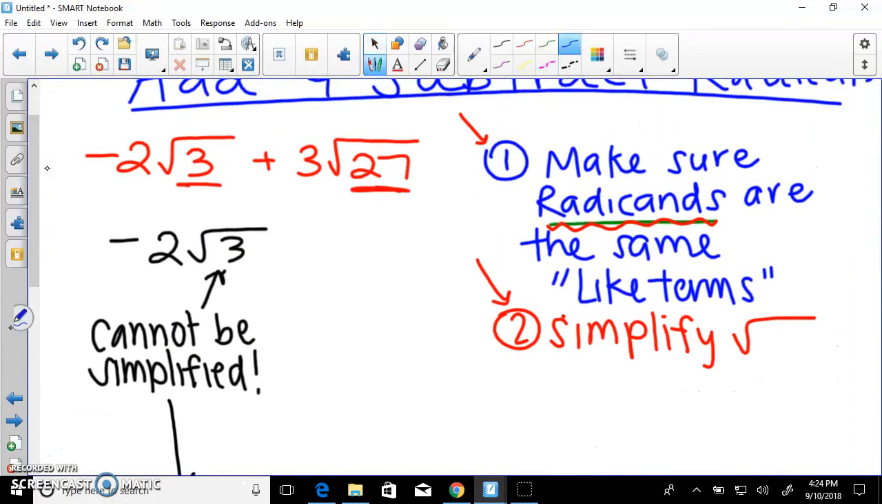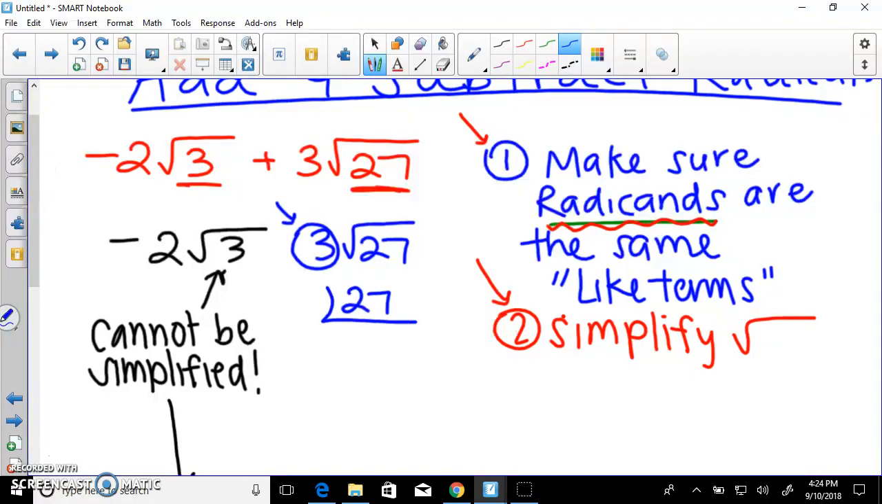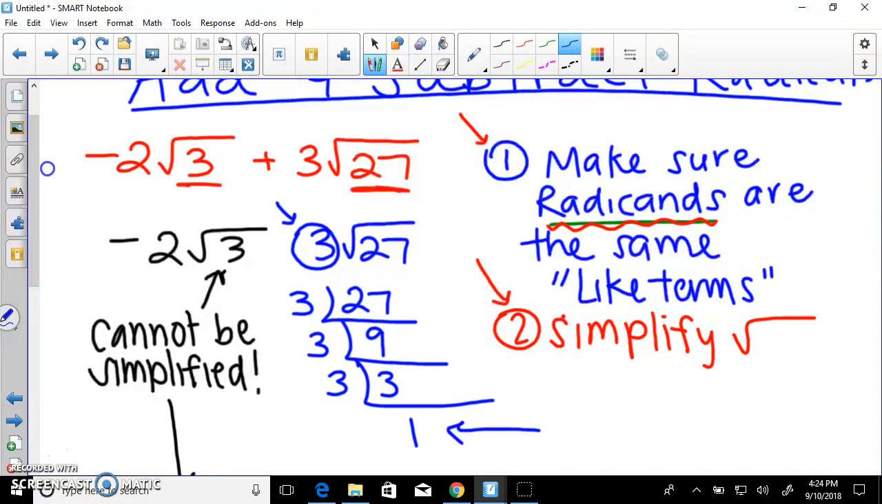But if we look at this guy, 3 square root 27, this can definitely be simplified. We're going to keep in mind the 3 in the front and come back to that. And we're going to do upside down division with 27. 27 is divisible by 3. That's a factor of 9. 9 is divisible by 3. 9 divided by 3 is 3. And again, 3 divided by 3 is 1, ending with 1.